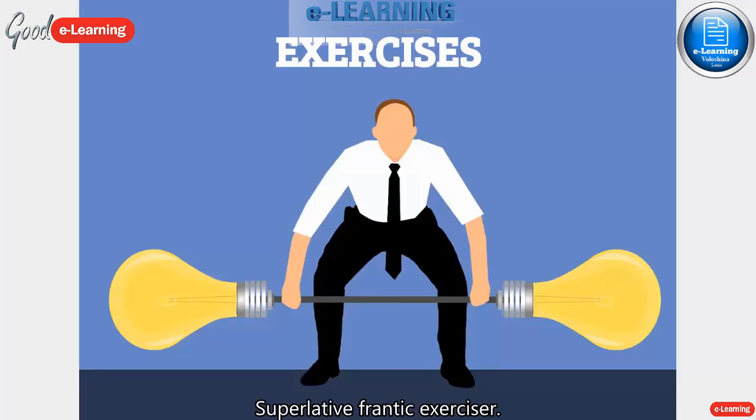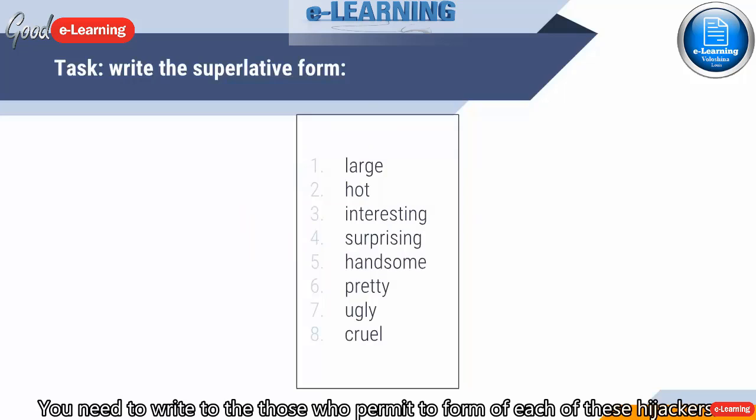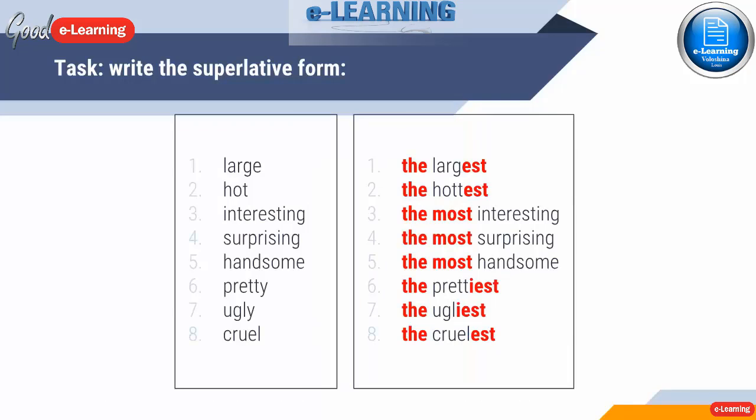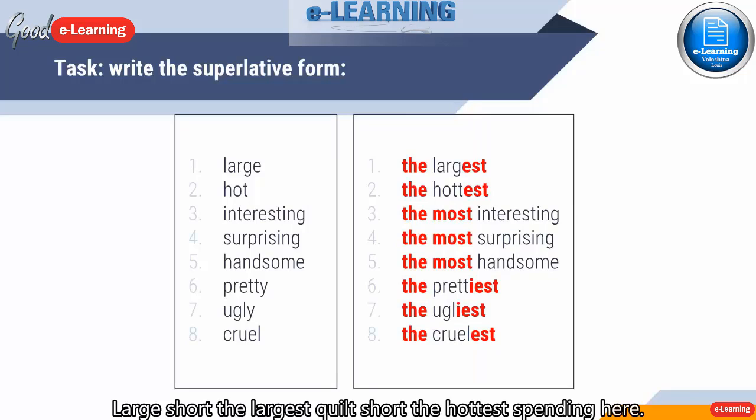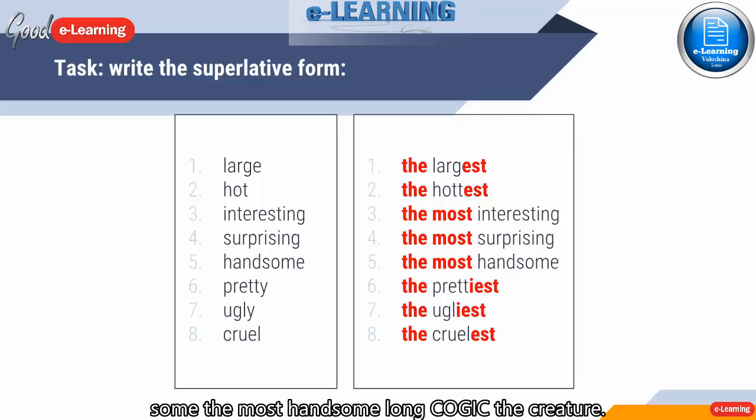Superlative adjectives exercises. Okay, let's see what you've done. In the first exercise, you need to write the superlative form of each of these adjectives. Large, short, the largest. Hot, short, the hottest. Spelling here. Interesting, the most interesting. Long adjective. Surprising, the most surprising. Long adjective. Handsome, the most handsome. Long adjective.